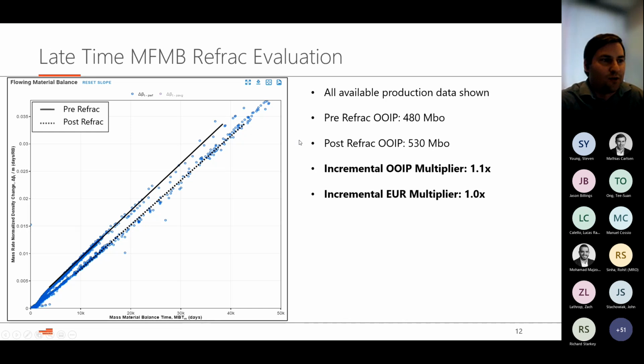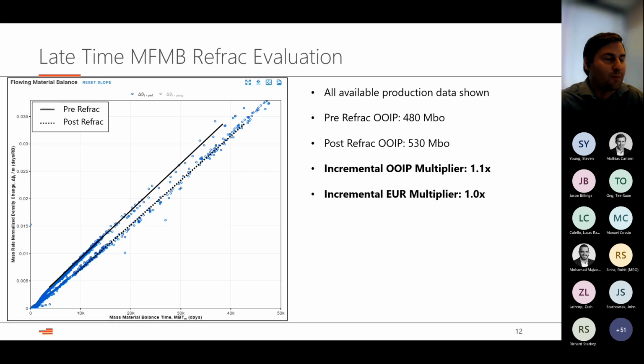So here is, once again, a similar look at the same plots. This is the late time, so all the data that we do have, which is a significant amount of data for both pre and post refrac. And you can see that late time OIP is 480 MBO, post refrac up to 530. So just a very, very small increase in the OIP that I'm contacting post refrac, which very much is in line with what we saw with our EUR and DCA. This particular refrac did not add significant amounts of new OIP that I'm draining, and thus did not add much in the way of actual EUR.